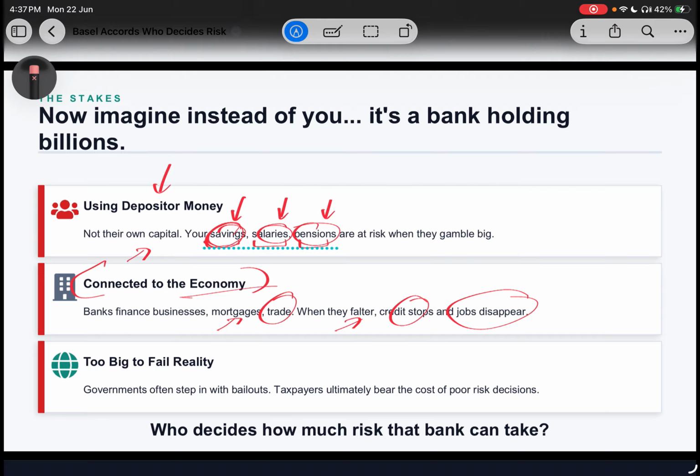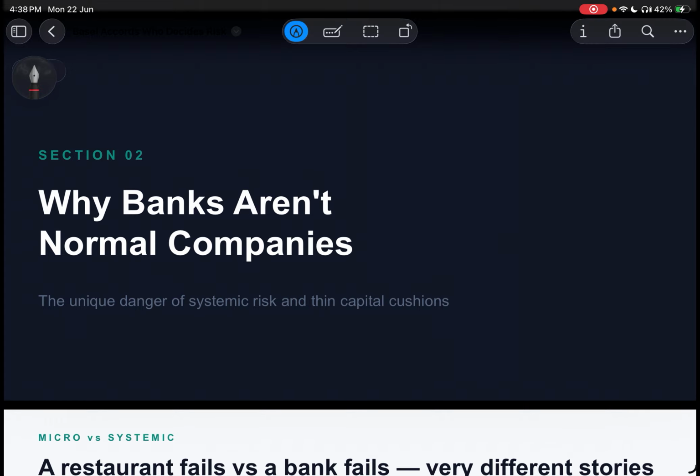And the reality with the bank is they're actually too big to fail, and that's why. See why? Because they are so deeply rooted in the economy, and they are actually using the depositors' money. So it is so interconnected within the economy that the government has to step in with bailouts, which are eventually the taxpayers' money only, right? Because it is so important, and ultimately taxpayers have to bear the cost of poor risk decisions, right?